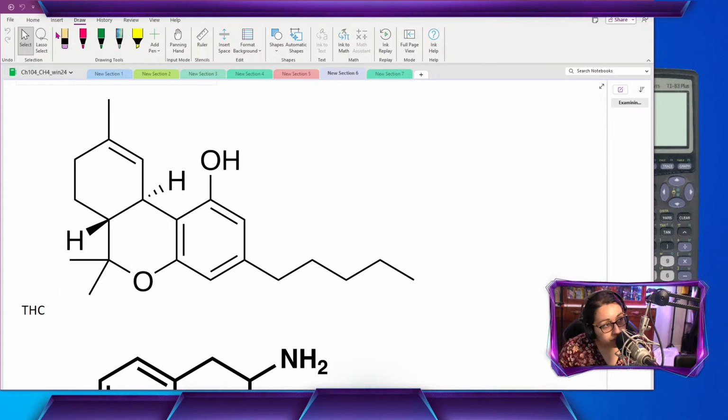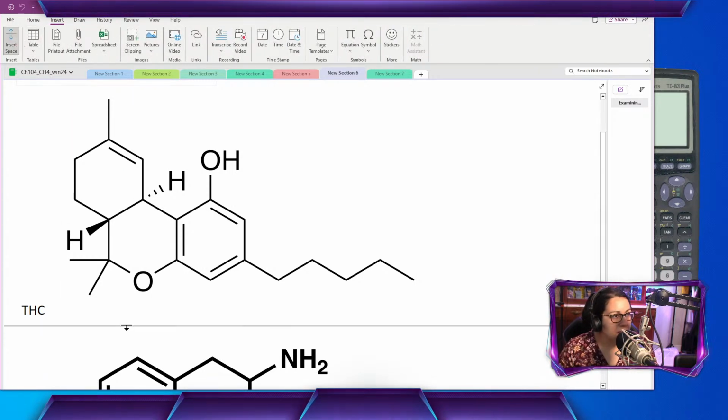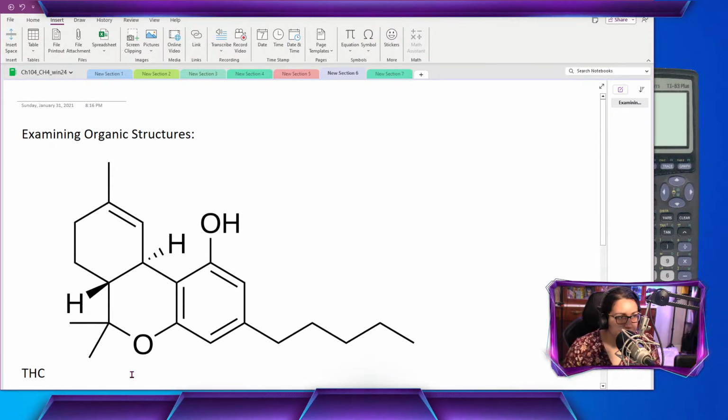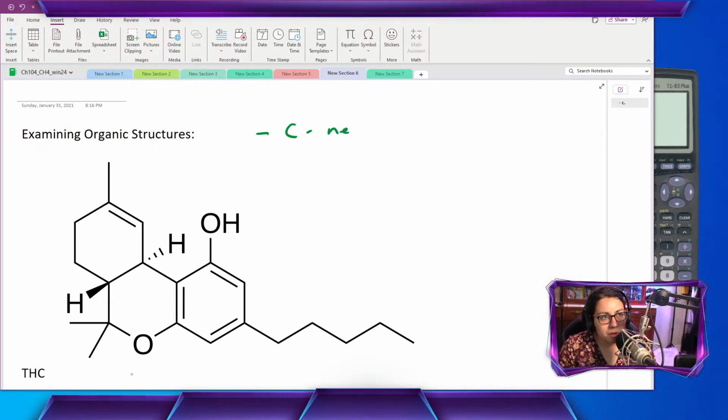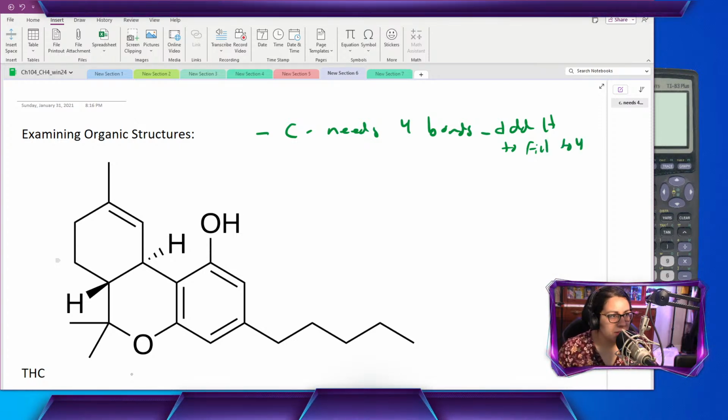get help. And so now let's look at our organic structures again. We touched on it briefly, and now we want to look at it again. Each point here is a carbon, and we said that carbon needs 4 bonds. So if it's missing a bond, we add hydrogen. So add H to fill to 4 bonds, essentially.